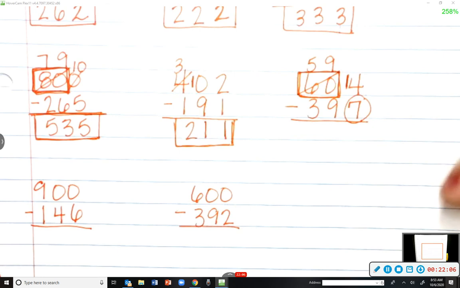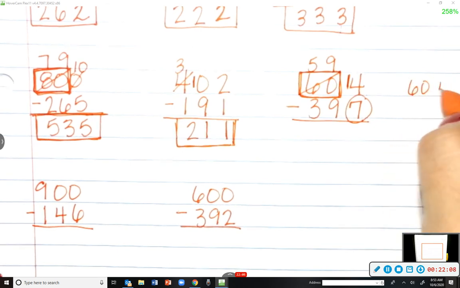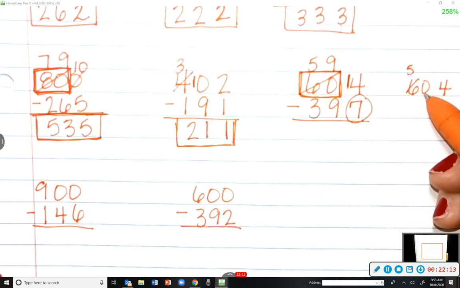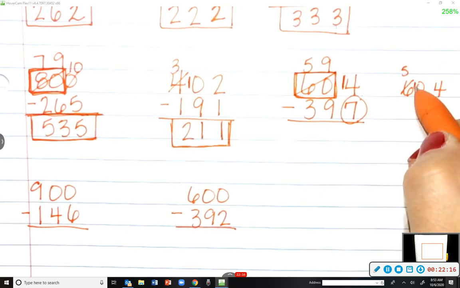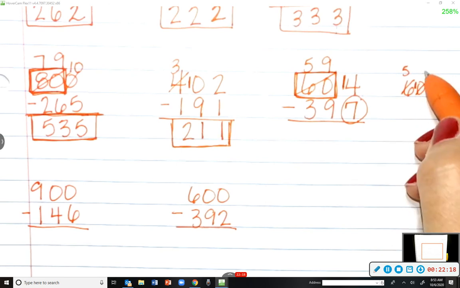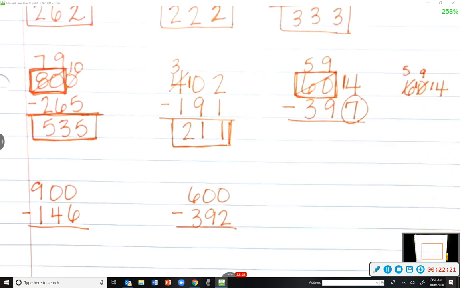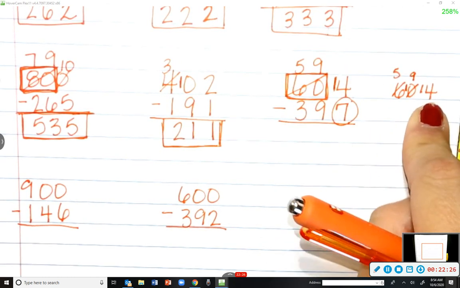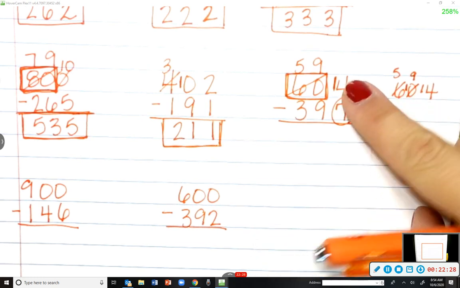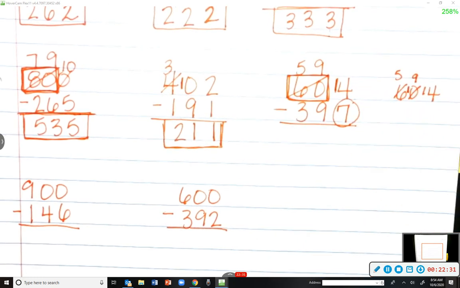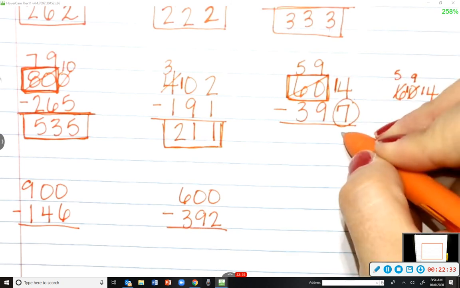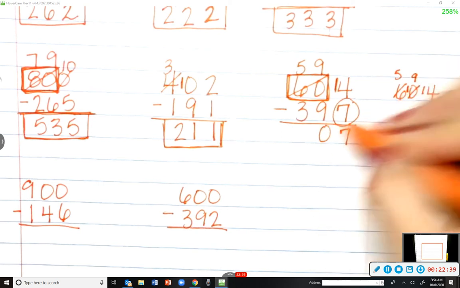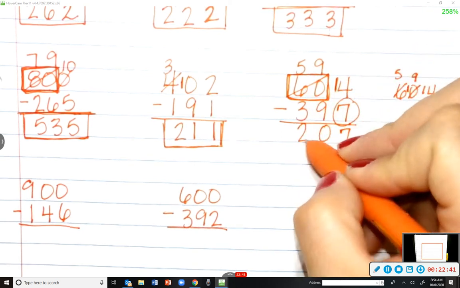Now, if you didn't do it that way, say you just went down to the 6, you put a 5, you would have had to stop here, make this a 10, cross it out, make it a 9, and this would become a 14. So if you did it this way, it would have looked like that. Now that I've made it back down to the ones place, I can start subtracting. 14 minus 7 is 7. 9 minus 9 is 0. 5 minus 3 is 2.